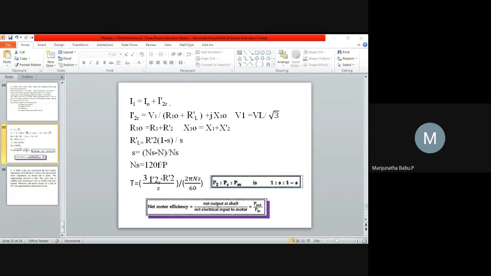So now what is I2 dash? I2 dash will be equal to V1 divided by R1 plus RL dash, plus j of X1 naught, that is referred to stator. So what is V1? V1 is given as the line voltage, 440 volts. So convert that to per phase. V1 will be equal to VL by root 3, so 440 divided by root 3.